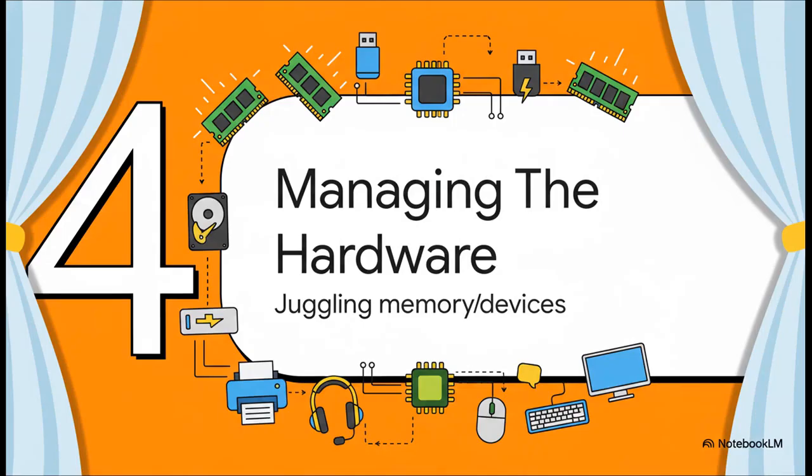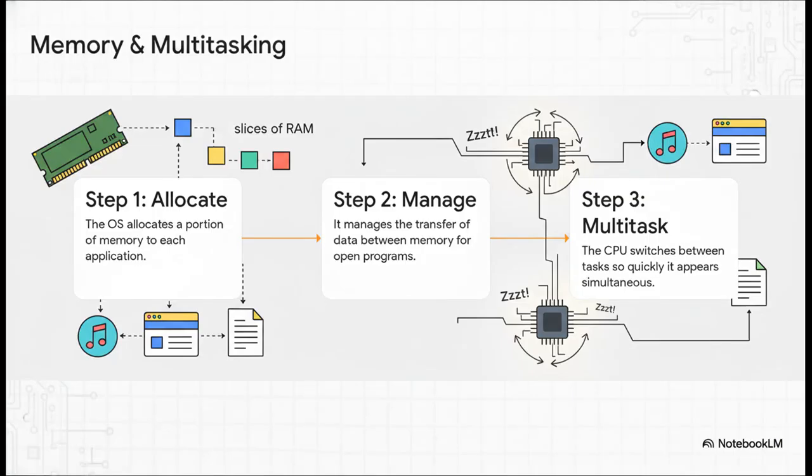Next up, let's look behind the scenes. We're going to see how the OS performs 2 absolutely critical jobs, juggling the computer's memory and managing all the extra bits and pieces plugged into it. This is where it gets really clever. Ever wondered how you can have music playing, a browser open with 20 tabs, and be typing an essay all at the same time? Well, that's the OS at work. It carves up the RAM, gives each program a little slice, and then tells the CPU to switch between them incredibly fast. It creates this amazing illusion that they're all running at once. It's actually just super fast task switching.